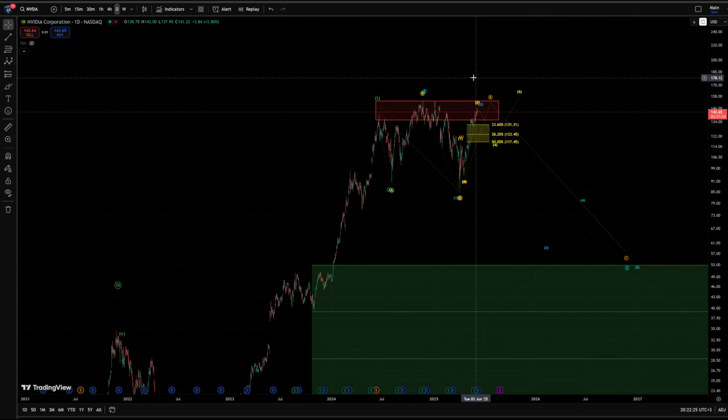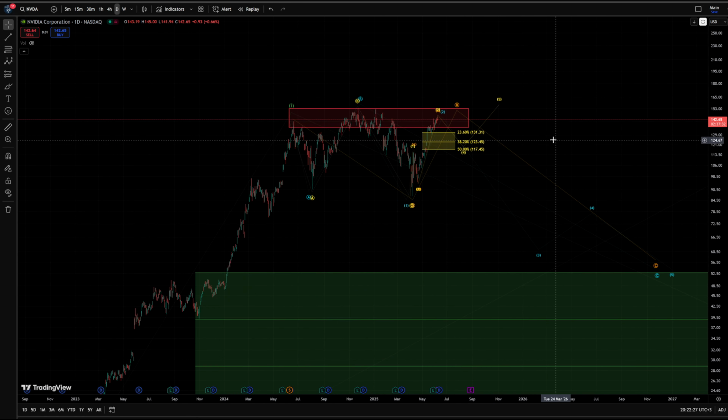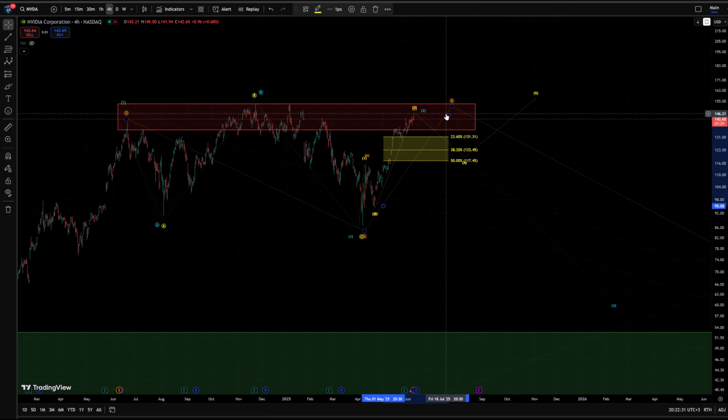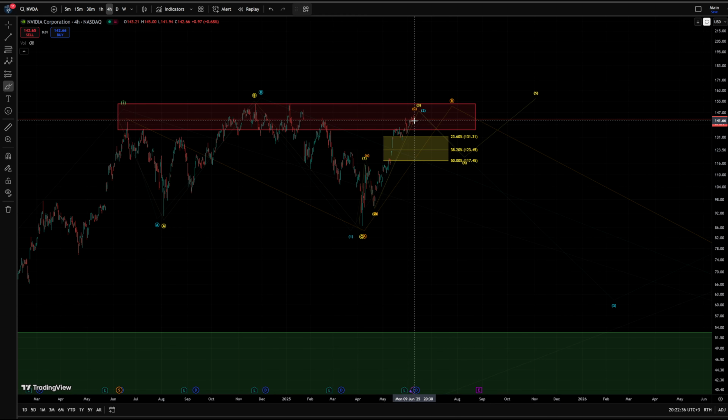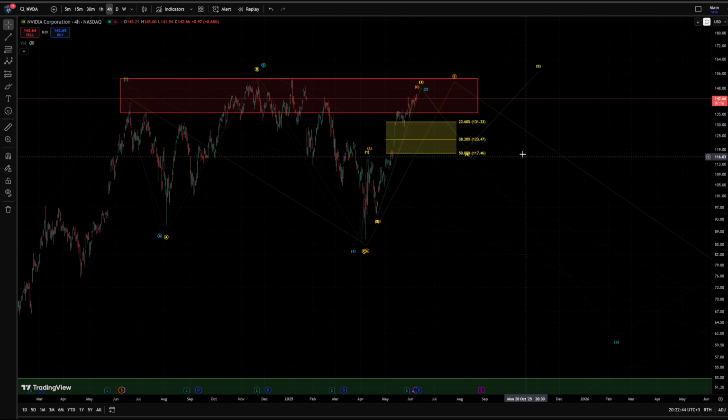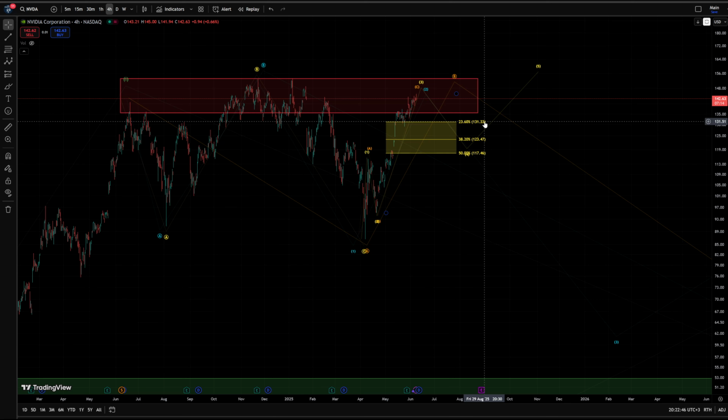And one thing before I finish, I want to mention that if we now move higher in this third wave in yellow, if the price actually goes higher, this support zone would actually need to adjust based on it. But if it doesn't, it applies, and that's about it.